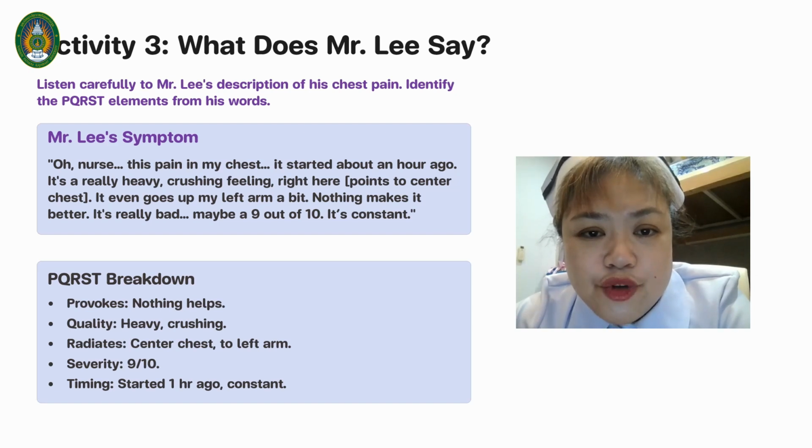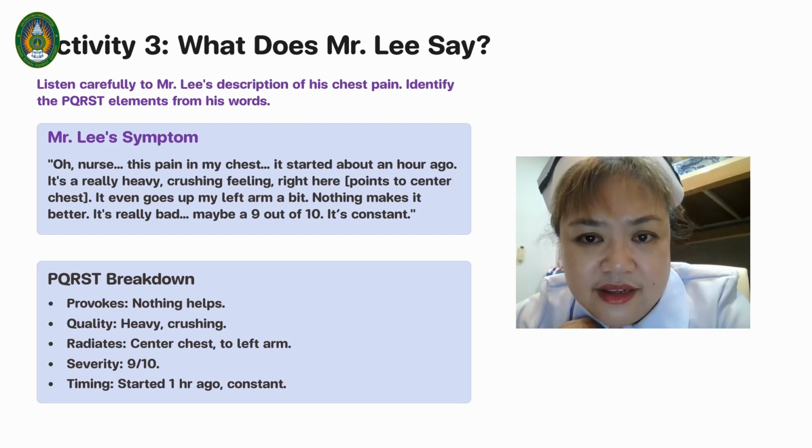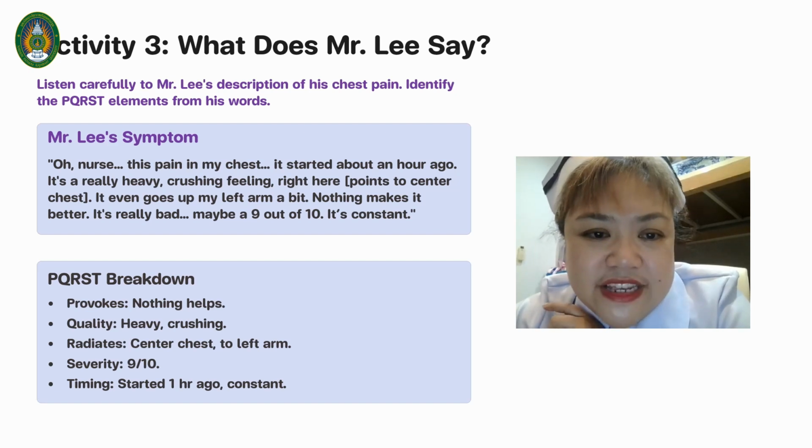Now we will listen to Mr. Lee describe his chest pain. Try to pick out the PQRST details. Okay, I will read the script now.